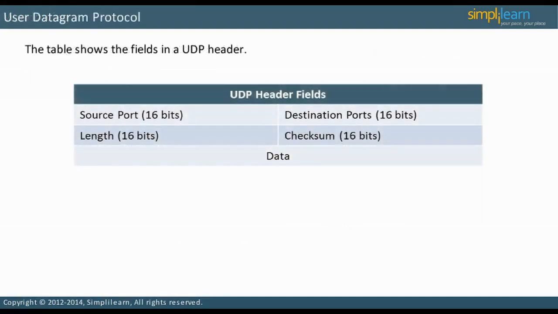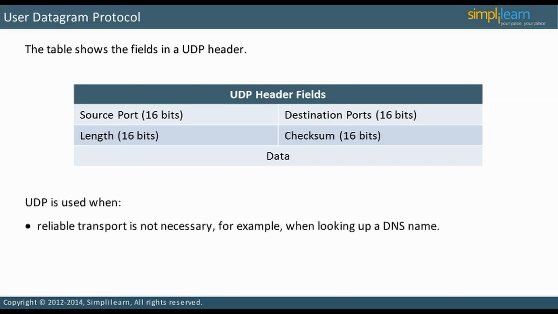The table on the slide shows the fields in a UDP header, which is much smaller than a TCP header. It contains only source and destination port numbers, length, and checksum. UDP is a connectionless protocol since UDP's header has no sequence number. It cannot reassemble segments in order at the destination, unlike TCP. UDP is used in two circumstances. The first is when reliable transport is not necessary, for example, when looking up a DNS name.